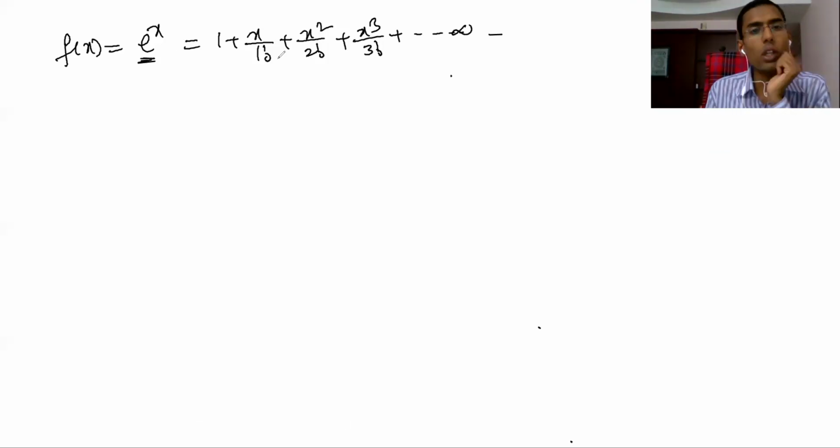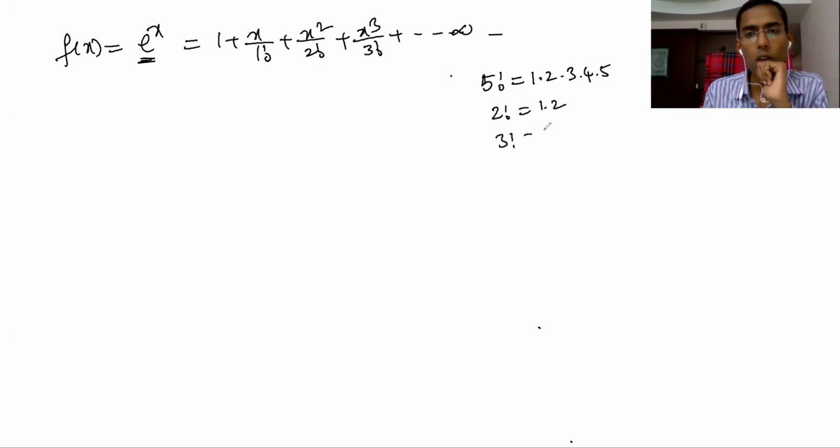Here is one doubt: what is this factorial? I will give you a brief. The product of n natural numbers is called n factorial. That means 5 factorial is the product of 5 natural numbers: 1, 2, 3, 4, 5. So 2 factorial means 1 into 2, and 3 factorial means 1 into 2 into 3. This much you understand. So now e power x is this one, and you should not get confused when it comes.